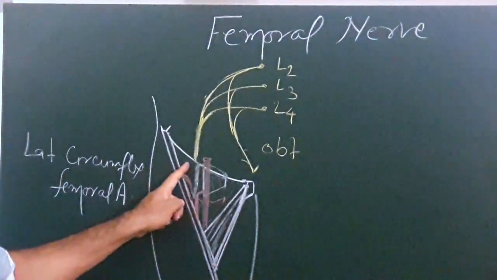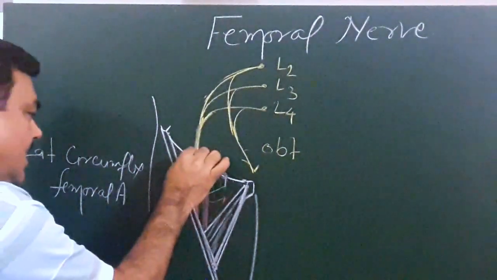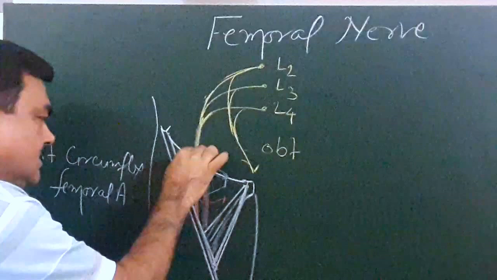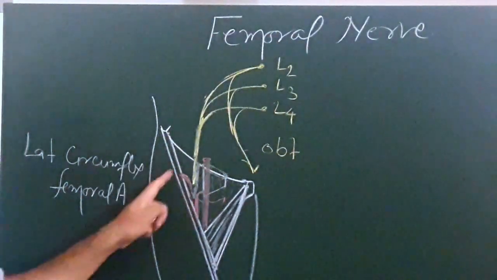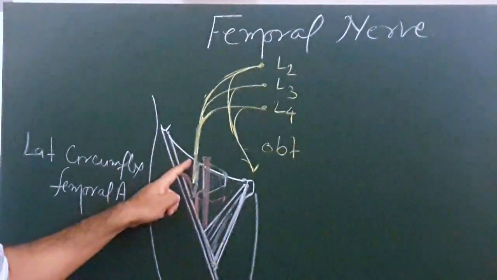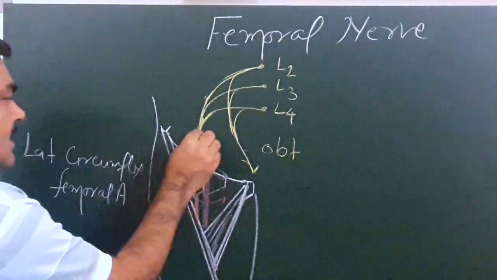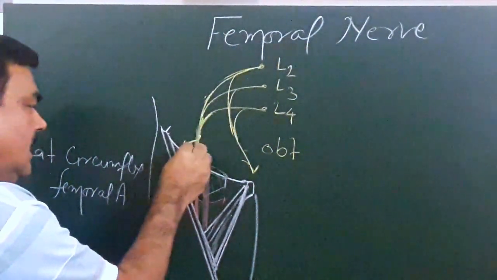Here it passes between iliacus and the tendon of psoas, before passing below the inguinal ligament. Between these two structures, it gives supply to two muscles. Here it gives supply to iliacus.